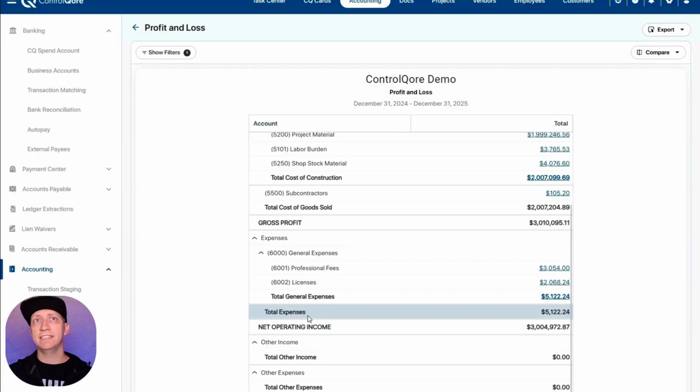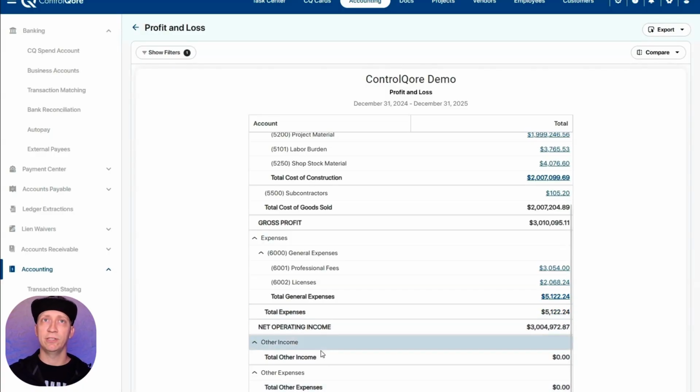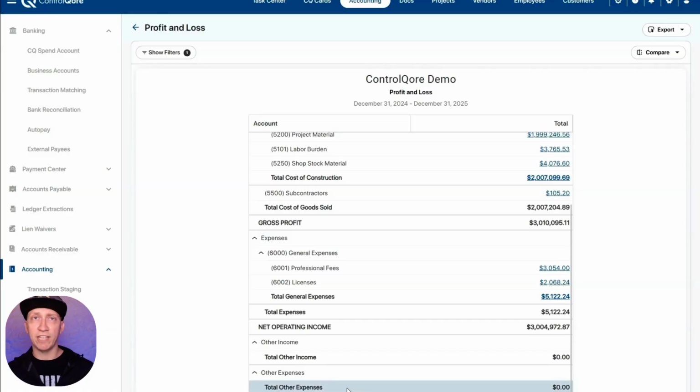So really, this net operating income could be the exact same, or depending on how things go in your business, it could come down to the bottom. This other expenses also could include things like your taxes, your payroll tax, your income tax, donations, things like that. So at the end of the day, your net profit is what's left over. That's going to be your net income. And on this one, you can tell it's still over $3 million.